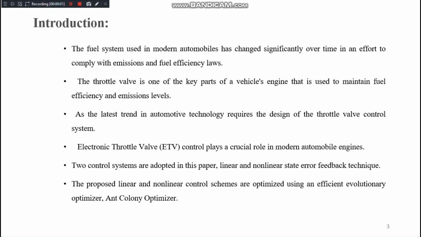Today's cars have experienced significant changes to meet the strict emissions and fuel efficiency regulations. One vital component for achieving these goals is the throttle valve, which helps control fuel efficiency and emissions. To adapt to the latest motorized technology trends, we need an advanced control system for the electronic throttle valve. This paper explores two control methods, linear and nonlinear state error feedback techniques. These methods are enhanced through the Ant Colony Optimizer.